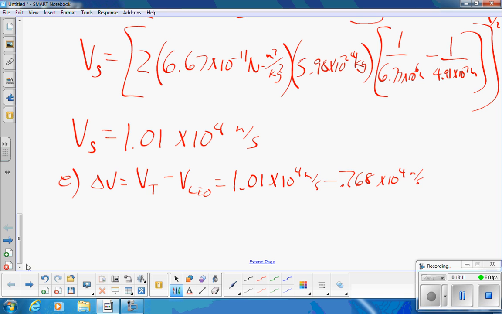And my delta V equals, I'm going to have to do this. 1.01 minus 0.768 is, okay, 2420 meter per second. That's how much you have to speed it up with a relatively abrupt kick in the butt.